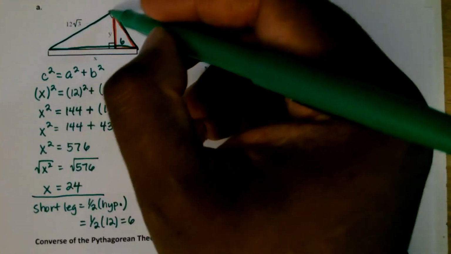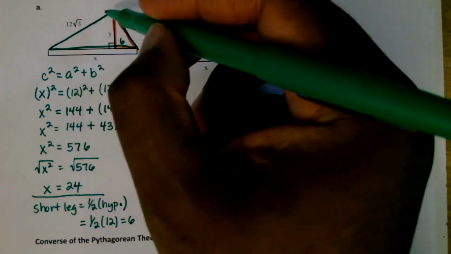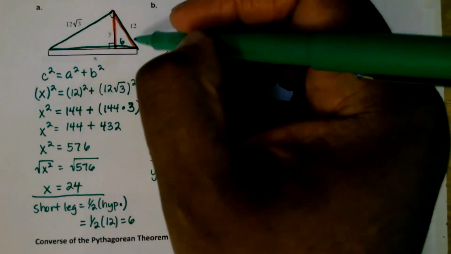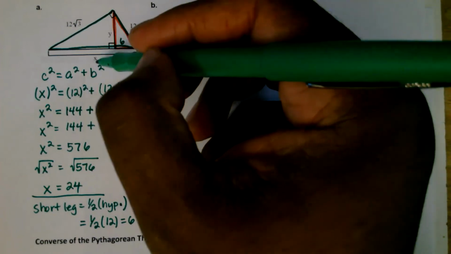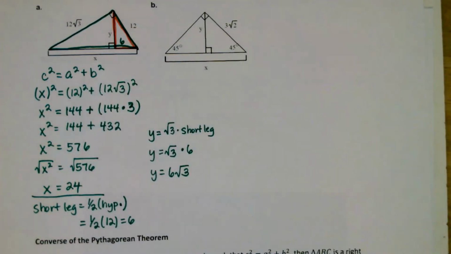And a quicker way I could have gotten that was, since this bigger triangle was a 30, 60, 90 triangle as well, I could have doubled this 12 to get this length right here, which is 24.